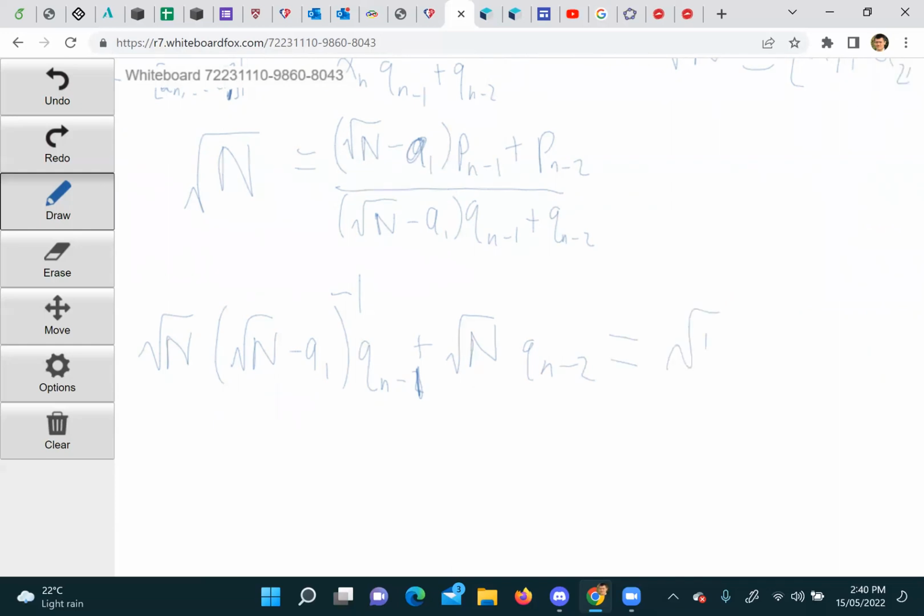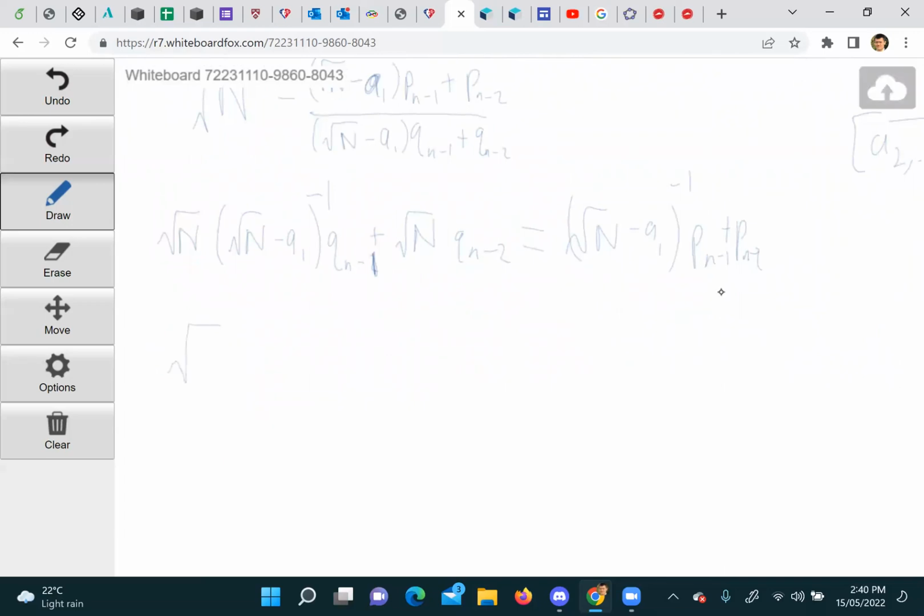Okay, let's persevere. Pn minus 1 plus Pn minus 2. Multiply by root n. Get root n. Yes, good. Alright, let's compare answers once we get to the end of this.